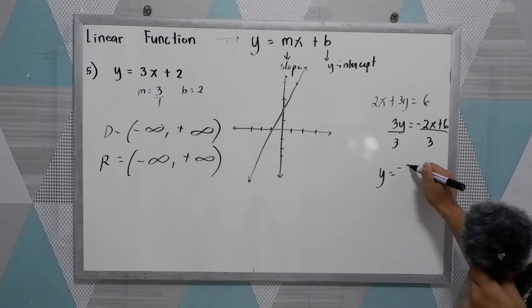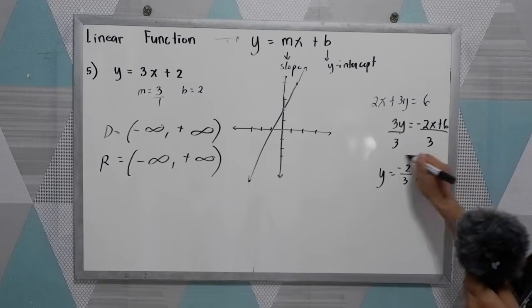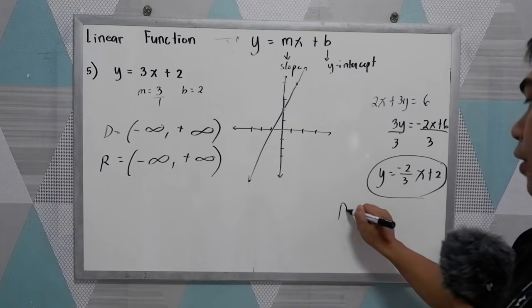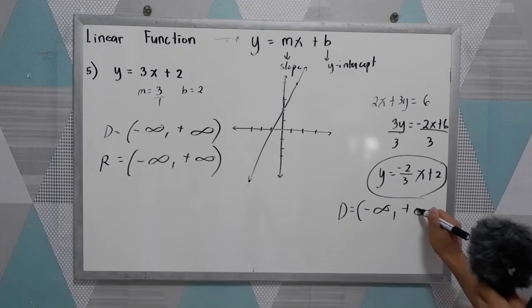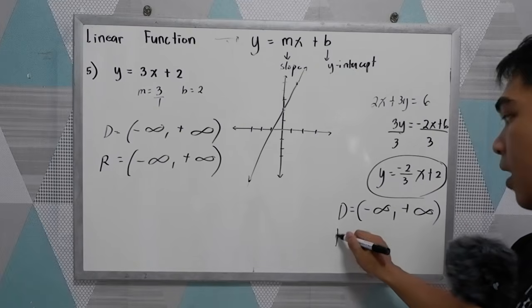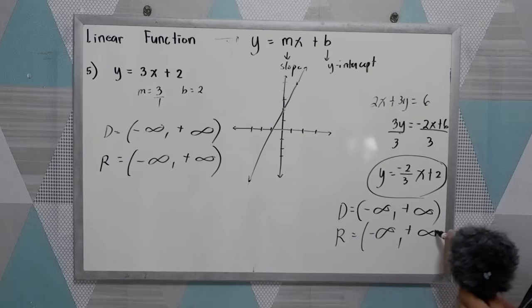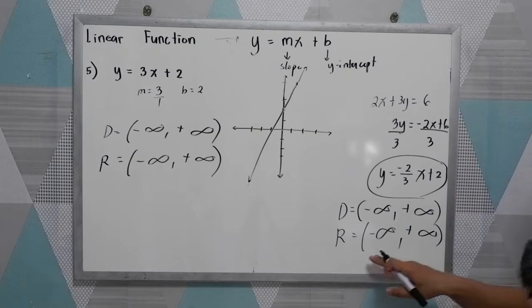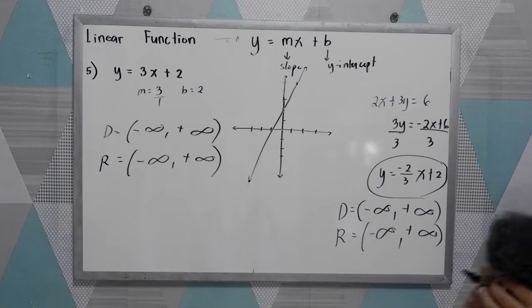Y is equal to negative 2 over 3x, 6 divided by 3 plus 2. If it will give you a polynomial, therefore our domain is negative infinity to positive infinity, and also the range is negative infinity to positive infinity. You can write it in set notation: x such that x is an element of real numbers, and for the range, x such that x is an element of real numbers.